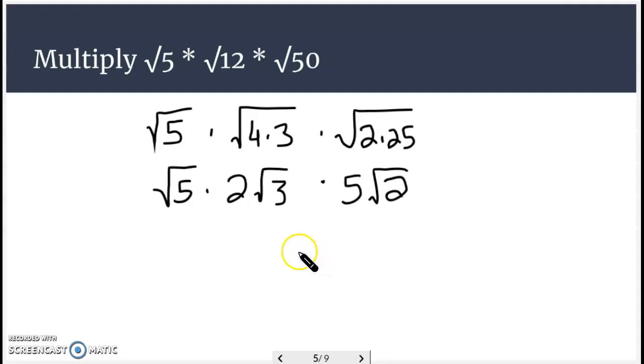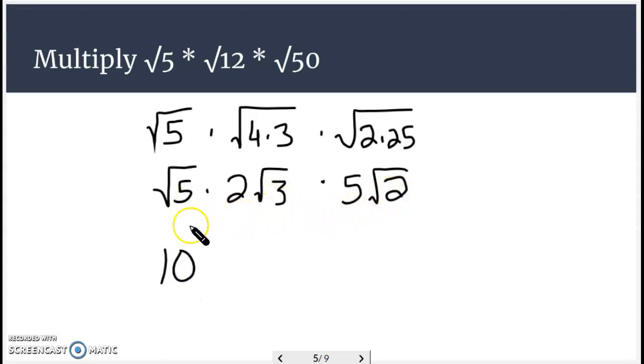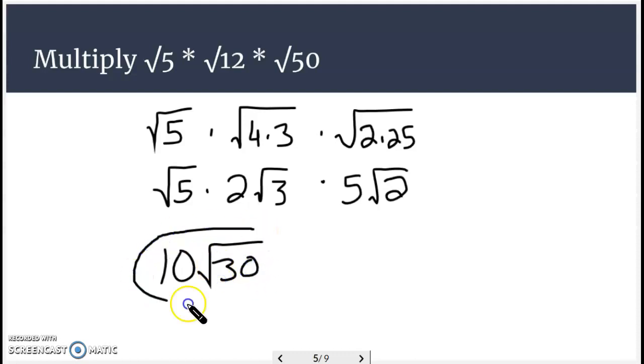Alright, and then here we have 2 times 5 makes 10. The 2 times the 3 makes 6, and the 6 times the 5 makes 30. And there's no way to break down 30 any further. This simplifies to 10 square root of 30.